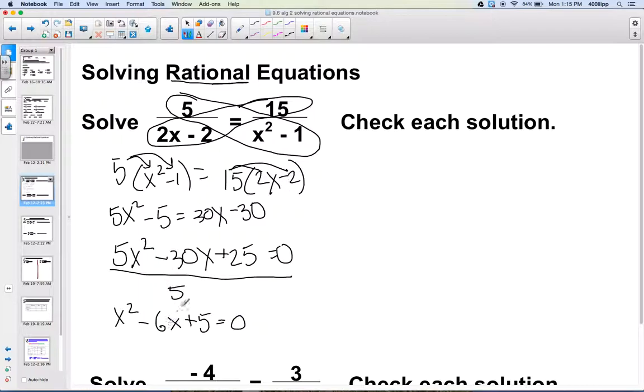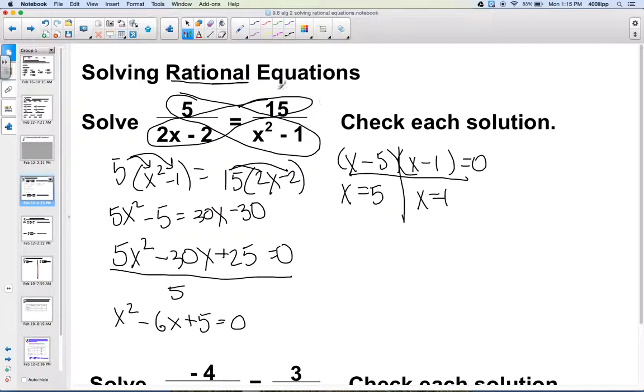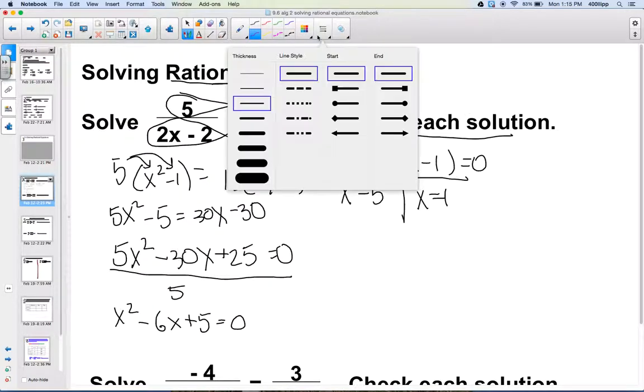So from here, I can factor it by saying what multiplies to 5 and adds up to negative 6. And that's going to be x minus 5 and x minus 1. Negative 5 times negative 1 is 5. Negative 5 plus negative 1 is negative 6. From here, I'll make my t-chart and get x equals 5 and x equals 1, which are the solutions that we came up with, but now we still need to check for extraneous solutions here.